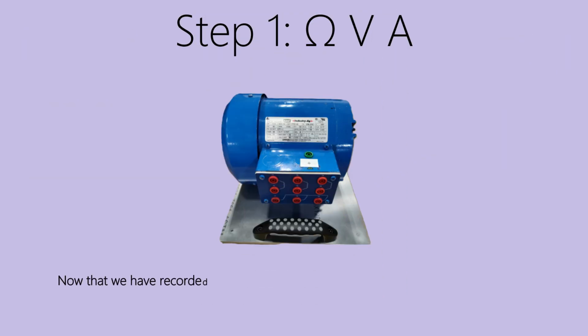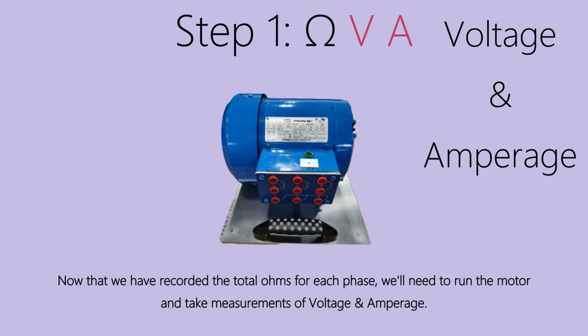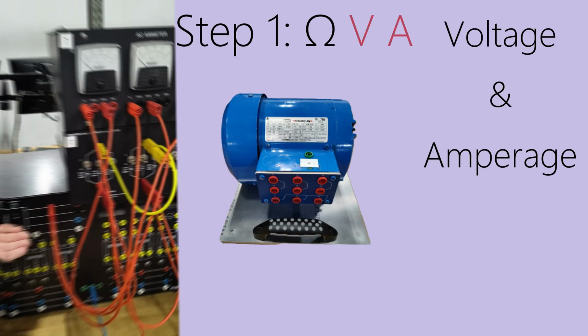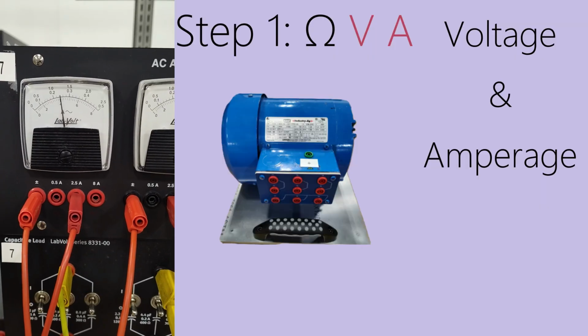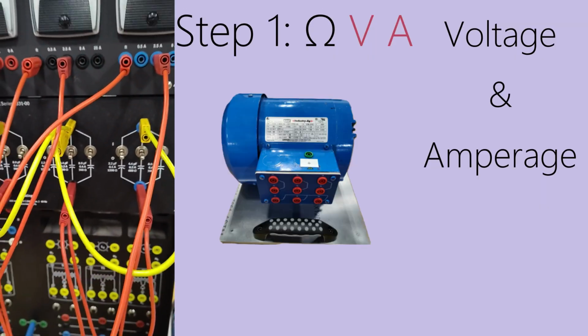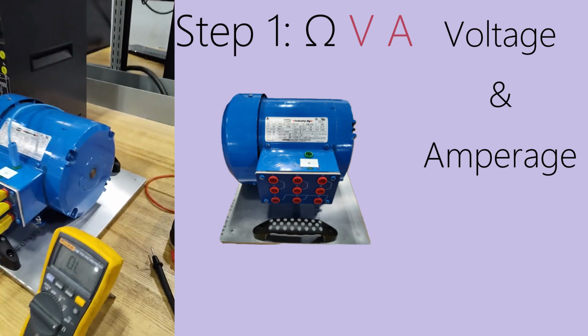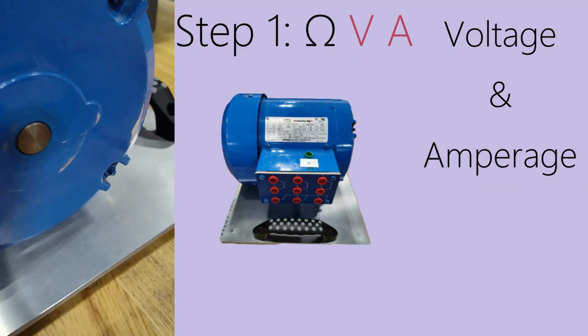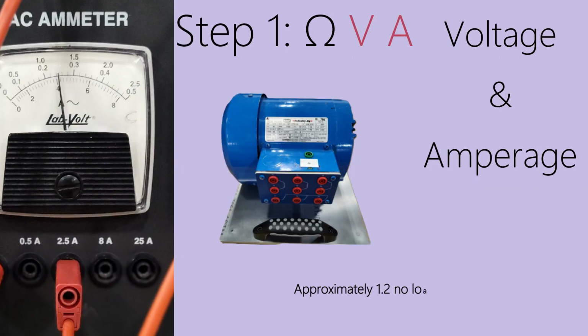Now that we've recorded the total ohms for each phase, we'll need to run the motor and take measurements of voltage and amperage. Approximately 1.2 no-load running amps.